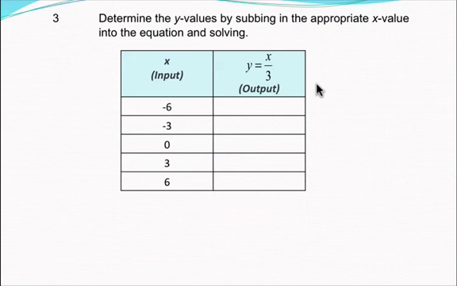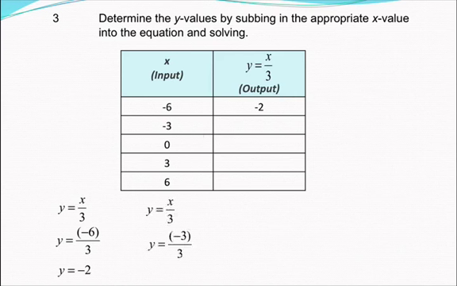And so what we're going to do now is just like we did before. Here y, or our output, is equal to our input divided by 3. And so once again, we sub into the equation, and if our input is -6, well, our output is equal to our input divided by 3, so -6 divided by 3, which is -2. So we put that into our table of values and go on to our next input, which is -3, and we sub in, and if our input is -3, our input divided by 3 is equal to -1.